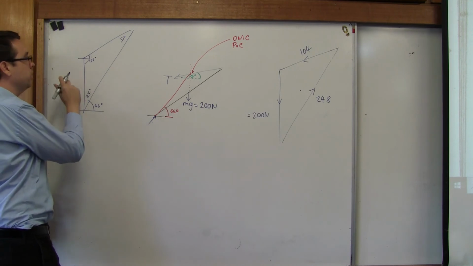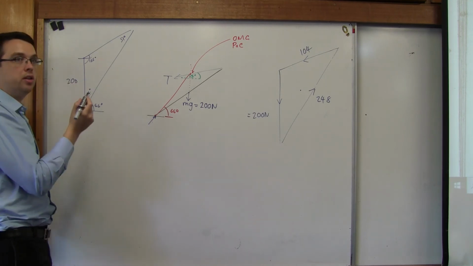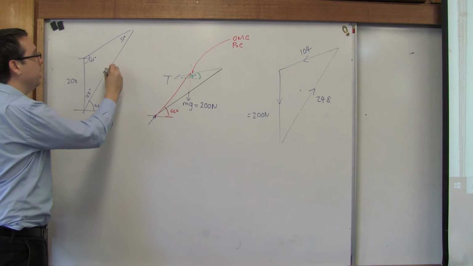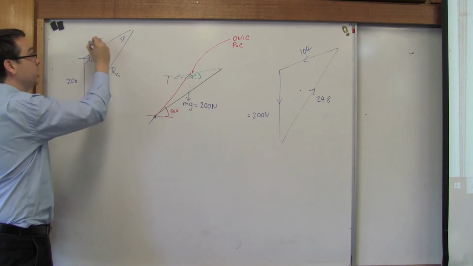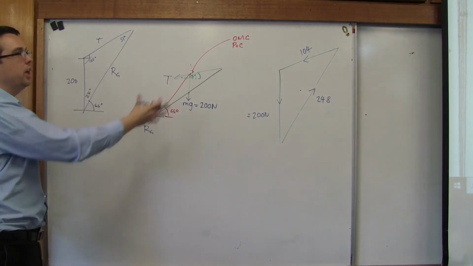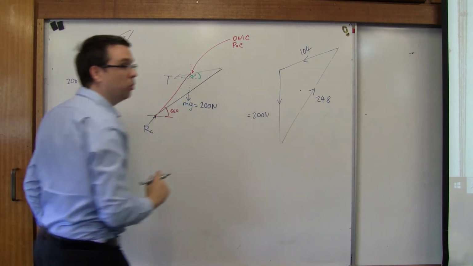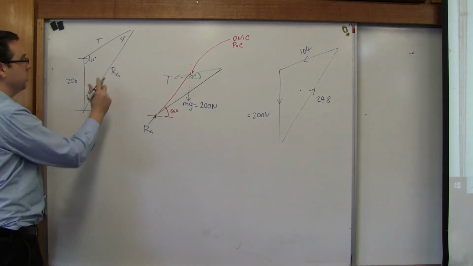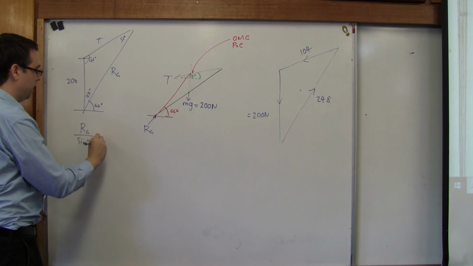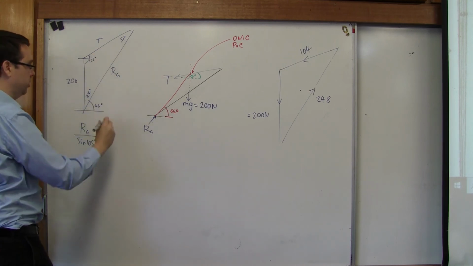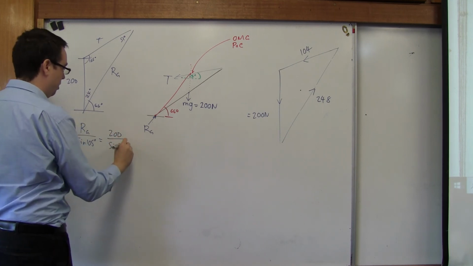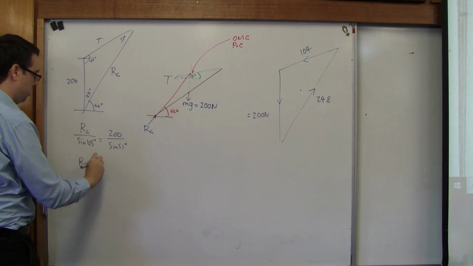So if we know this is 200, and we want to find a side, which side are we going to find? Let's say we're going to find this one here. What are we going to call that? We're going to call that reaction at the ground, and we're going to call this one the tension. That's what we named this. So Rg in this case, once we have the angle, if you don't like using your ruler and protractor, you can say Rg, a side, divided by sine 105, is going to equal 200 over sine 51. So therefore Rg equals 200 sine 105 over sine 51.